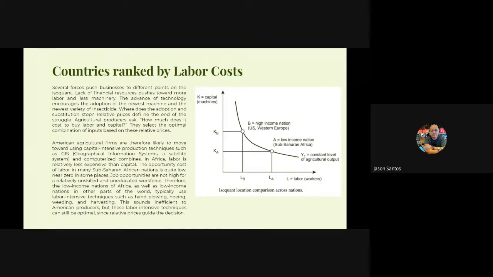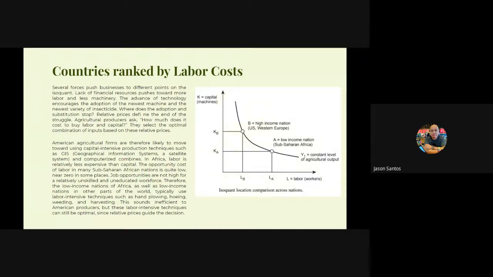So in Africa, labor is relatively less expensive than capital. So mas mura yung labor doon eh, at mas mahal kung magpuput up ka ng machines. Kasi ite-training mo yung tao, kailangan mo rin ng equipment to put up those machines. So they tend to go to the labor extensive option.